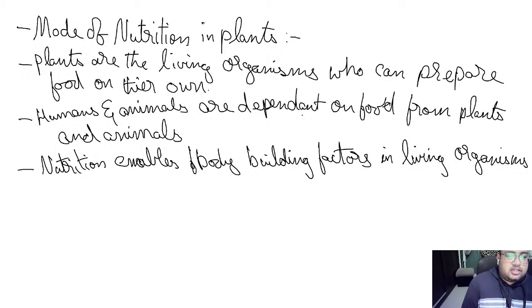And humans and animals are the living organisms who are dependent on plants and animals for food. We usually consume fruits, vegetables, meat, and everything. So we are dependent on other living organisms for food. Plants prepare their own food. And nutrition enables bodybuilding factors in living organisms. It means nutrition develops our body. Age by age, you keep growing, your skin tone changes, your body physique changes. That is how nutrition works in our body. Nutrition enables bodybuilding factors in living organisms.